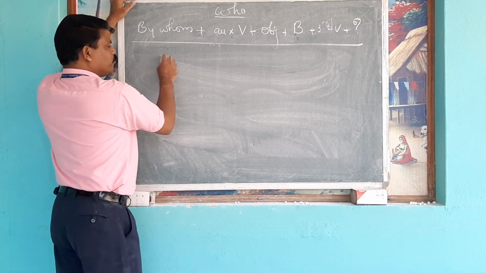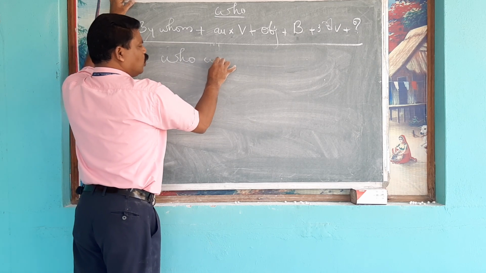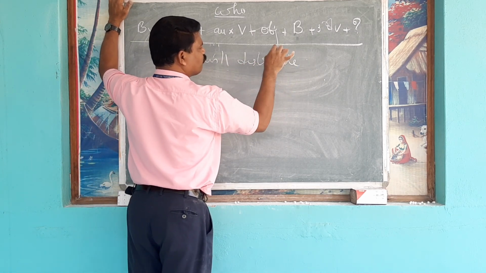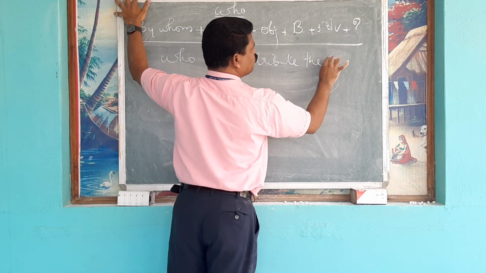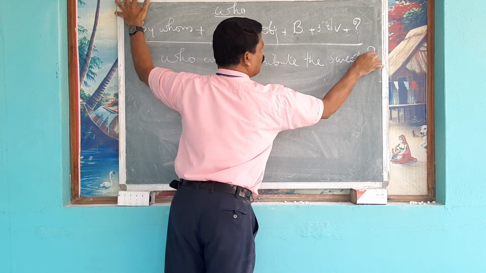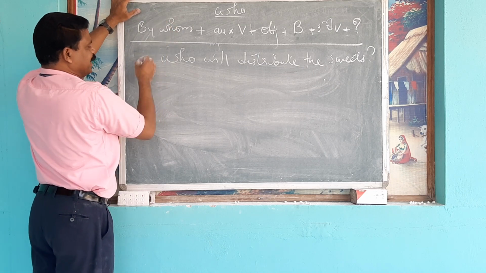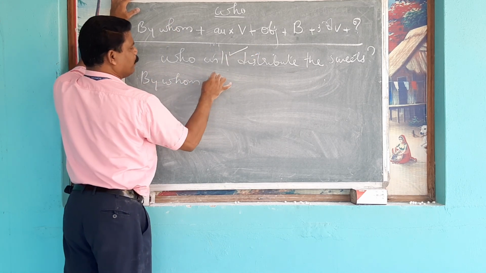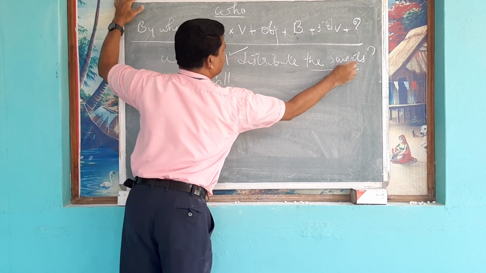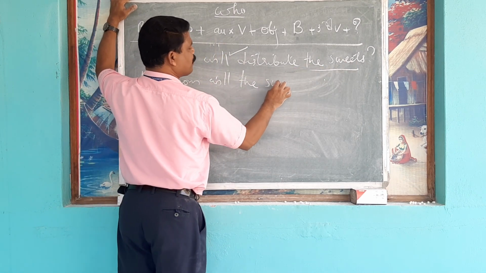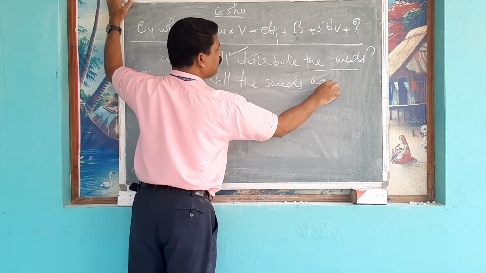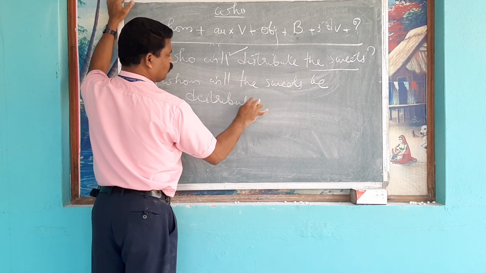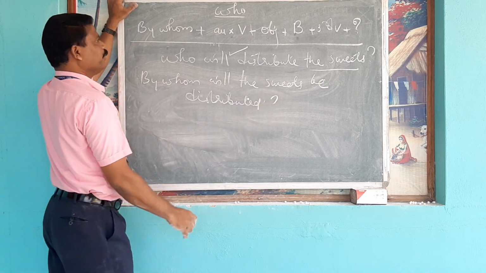Look at the question. Who will distribute the sweets? So, as the rule says, by whom, auxiliary verb will, object the sweets, be distributed. Okay, did you get it?